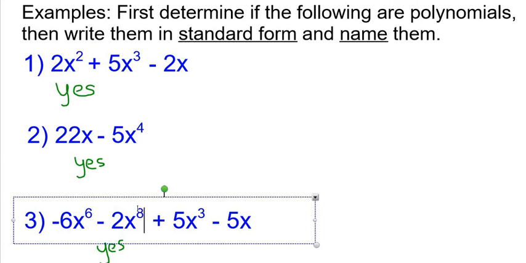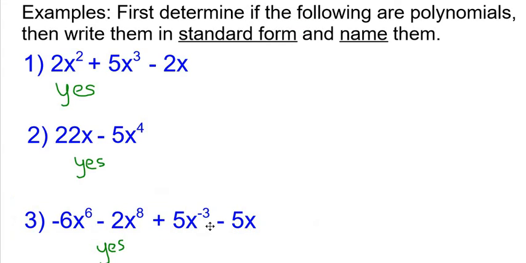If I did this, let's say I came in here and I made that a -8 in the exponent, right? So if that 8 were negative, or if this 3 were negative, right? So if I did this, and I turned that into not a subscript, let me fix that real quick. If it were an exponent like that, that would make it not a polynomial. It has to be a whole number.